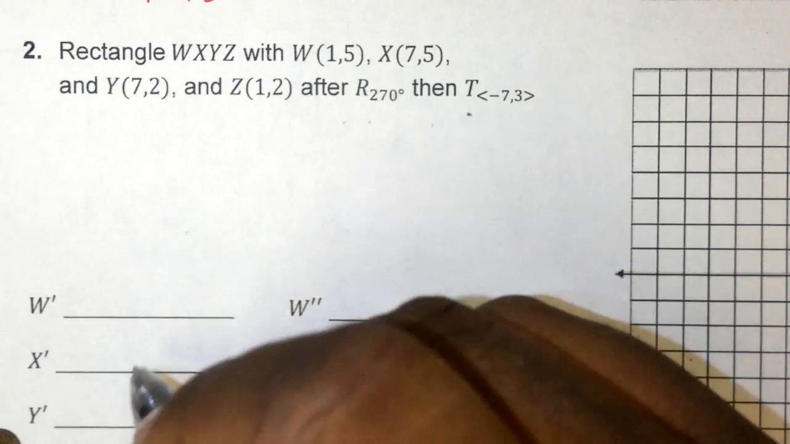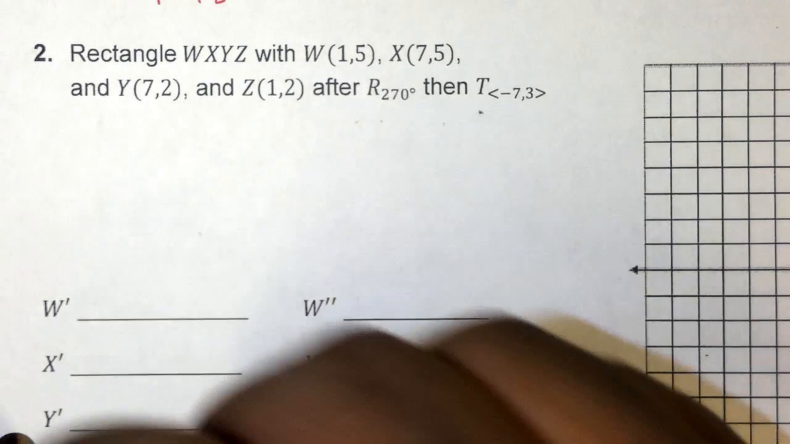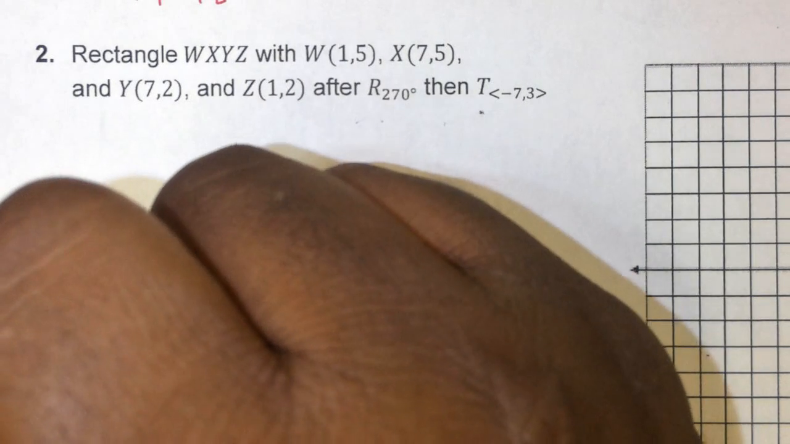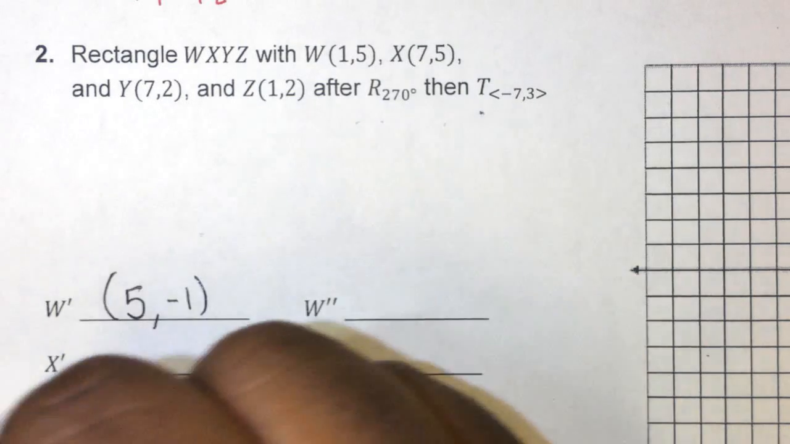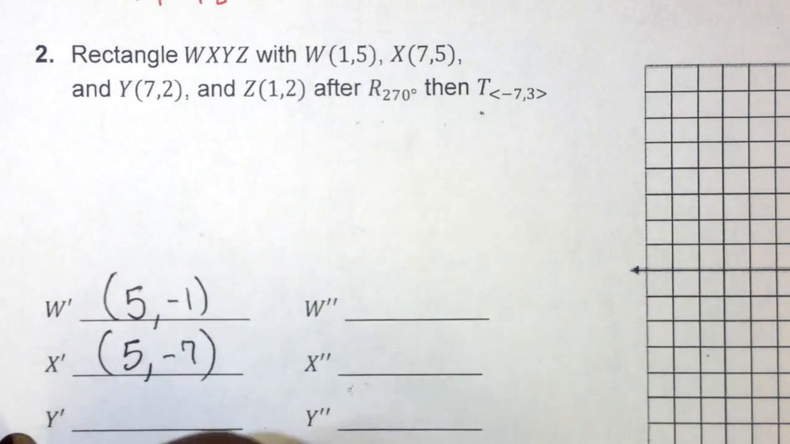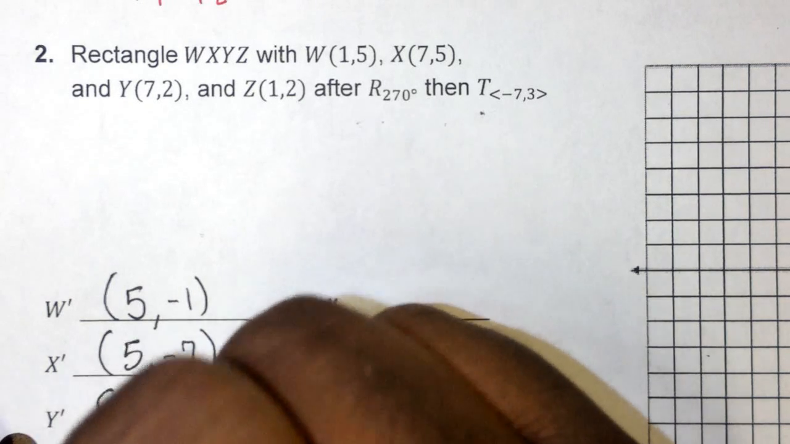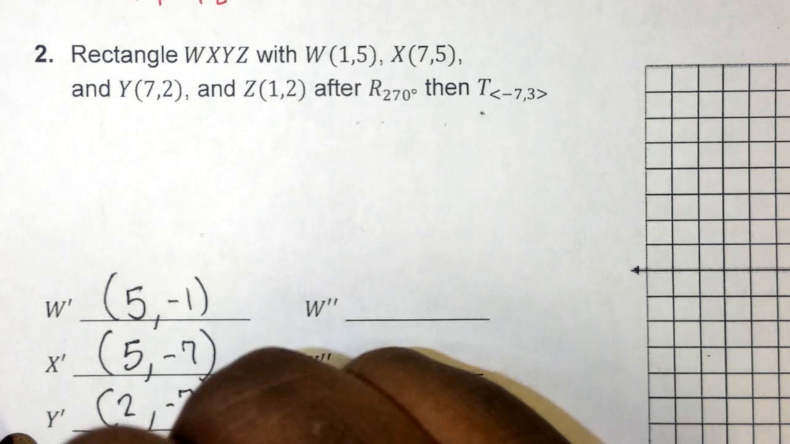We need to put our points over here. Like I said, on this one, this is around the origin, so your points are going to stay the same. They're not going to change. These are your actuals. So 5, -1, 5, -7, 2, -7, and 2, -1.